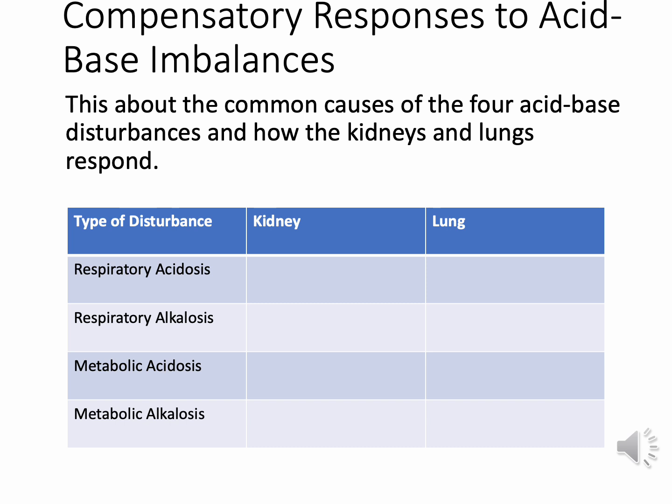For metabolic acidosis, put an X under kidney and an up arrow under lung with respiratory rate. So put RR, up arrow RR. And then metabolic alkalosis, put an X under kidney and put a down arrow RR for respiratory rate.